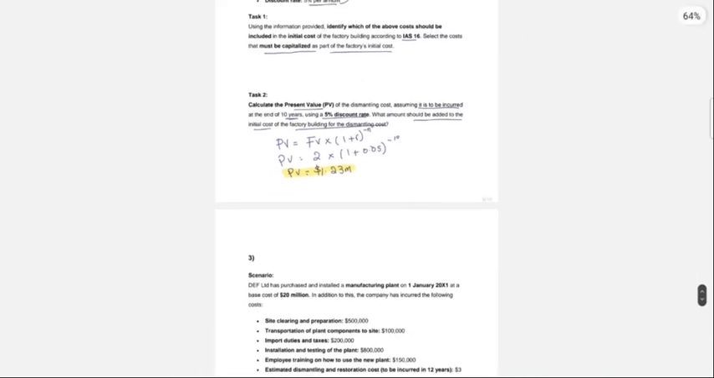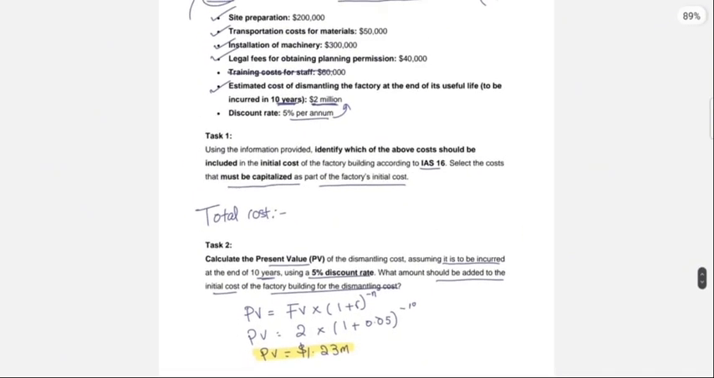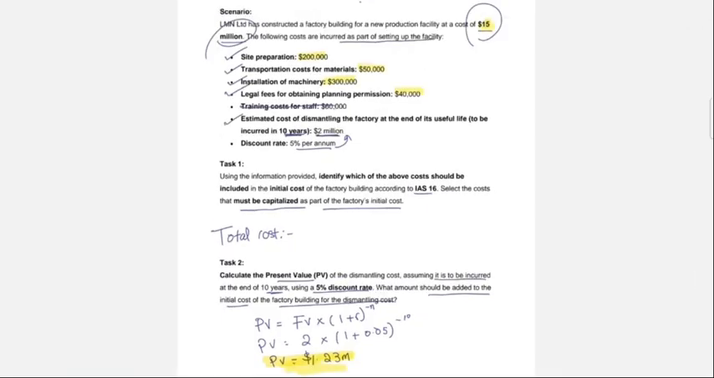Okay, so therefore, if I were to calculate the total cost that will be capitalized and I include also this dismantling provision, can you tell me what is going to be the total cost? Come on, do it yourself and let me know. The total cost would be 15 million added by 200,000, 50,000, 300,000, 40,000. And adding it with the provision, the total cost will be 16.820 million. This is going to be your answer. The total cost that will be capitalized to the cost of the asset.